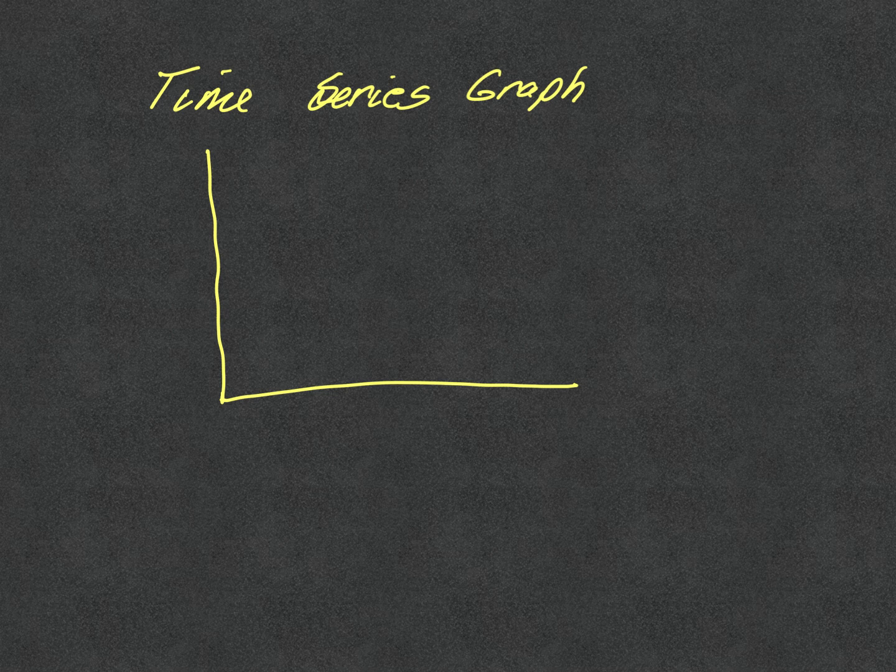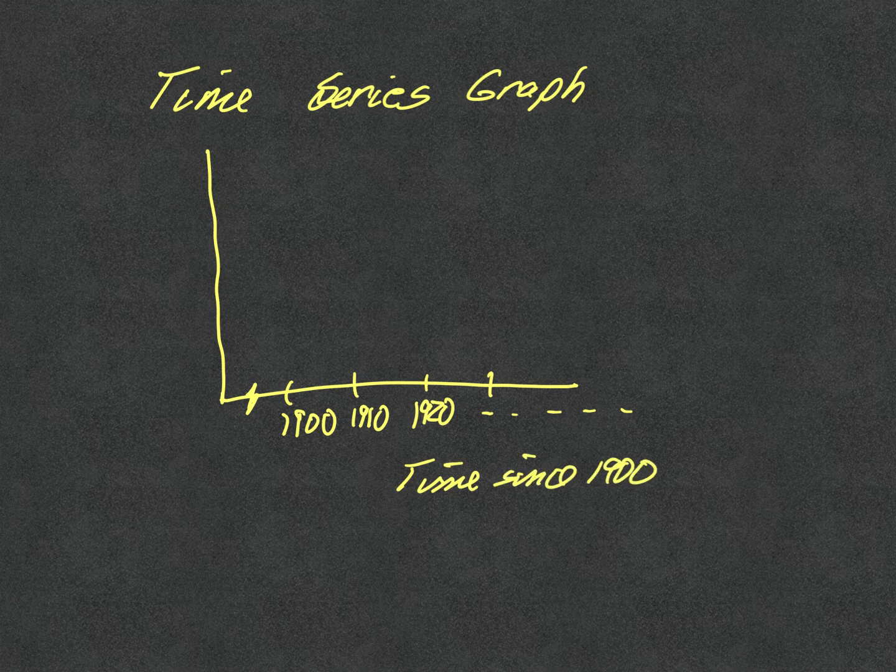Generally, on a time series graph, we tend not to start at 0 because time doesn't start at 0. We start at a certain point in time. A really popular one I have seen is the value of the stock market since 1900. All right. And so you'll see it maybe marked off in 10-year increments on the bottom of the graph. And this is time since 1900. So you'll see it labeled in some way like this.